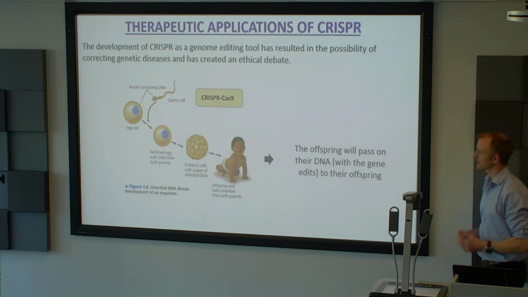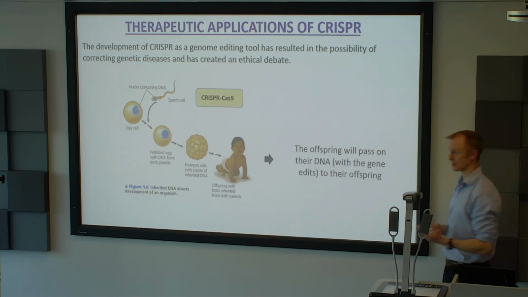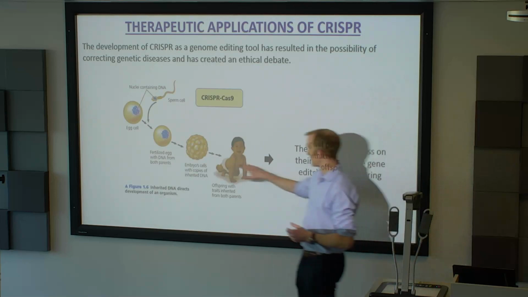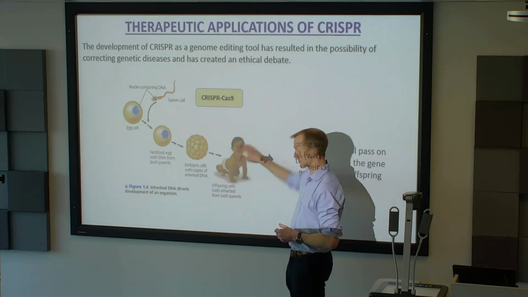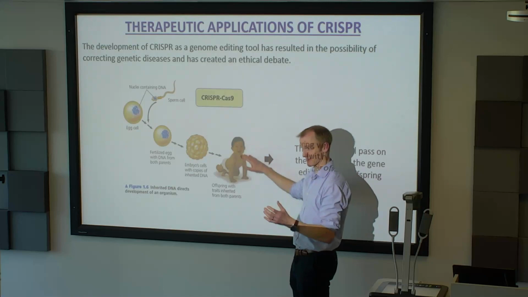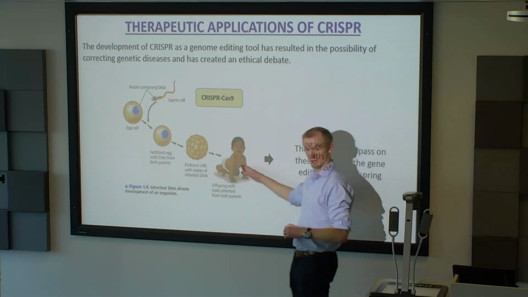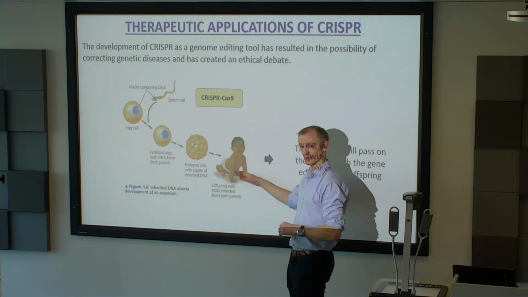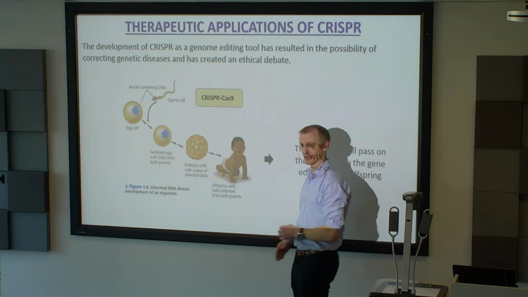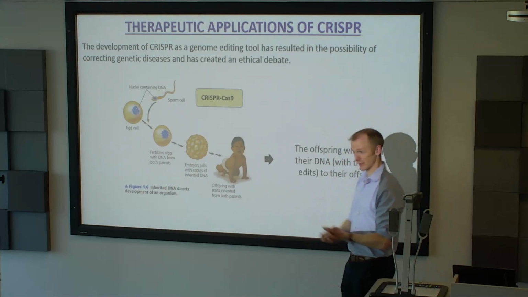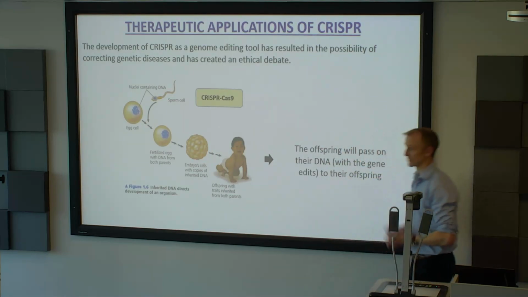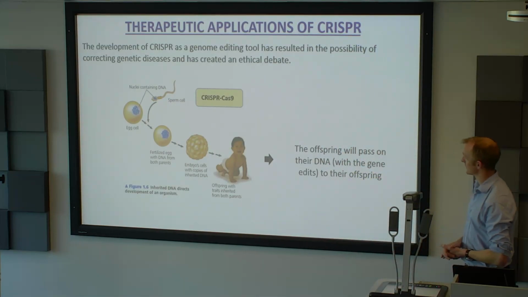But the issue with that is that's creating a designer baby, because that baby's cells, all of their somatic cells, their sex cells and their non-sex cells, will be genetically modified through Cas9. So if they produce offspring later on, they're going to pass on that gene-edited genome to their offspring. So that creates a massive ethical debate.